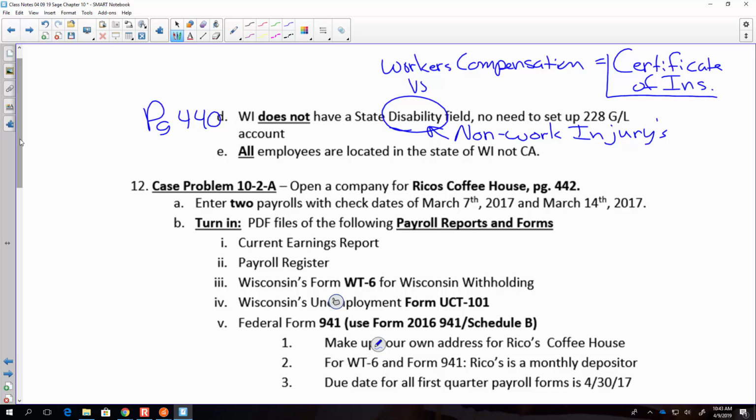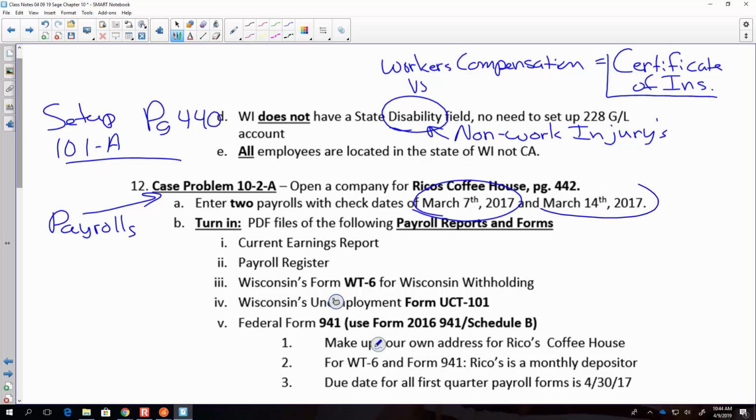I believe that's it for changes. So, there are two cases for Chapter 10, 10.1a and 10.2a. 10.1a covers the setup. That's all it is. 10.2a is the actual payrolls. Watch the dates. You will do two payrolls, one on March 7th, one on March 14th. They tell you the hours for each payroll in the case.